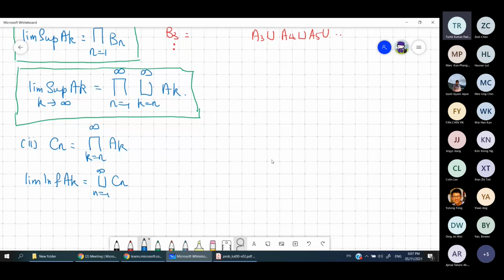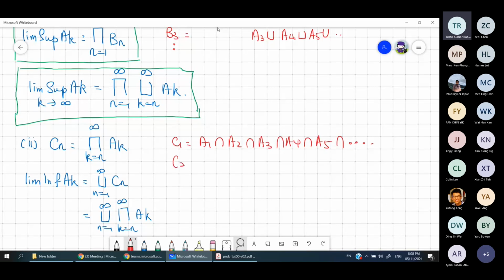Again, likewise, we can have a complete definition. So that will be the union over n from 1 to infinity of the intersection of all the Ak with k running from n to infinity. So let's compare with this B. In this case, your C1 will be A1 intersect A2, A3, A4, A5, and so on. And C2 will begin with A2, A3, A4, and so on, and then we take all the intersections. Okay, so these are the definitions for limit infimum.